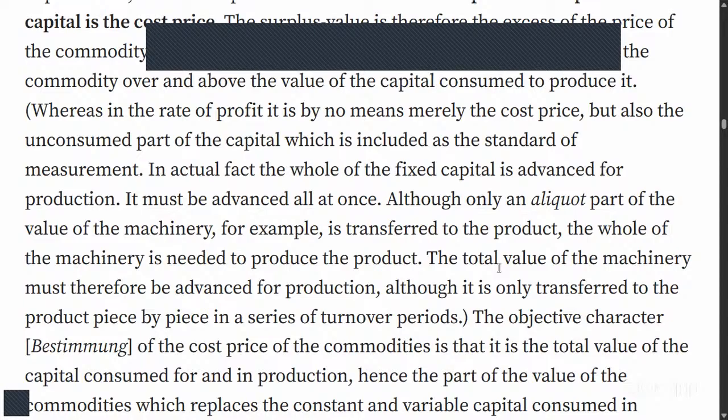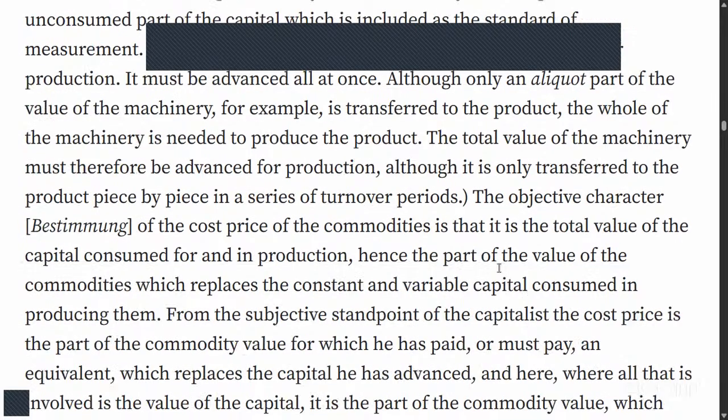The objective character, the determination of the cost price of the commodities, is that it is the total value of the capital consumed for and in production. Hence, the part of the value of the commodities which replaces the constant capital and variable capital consumed in producing it.